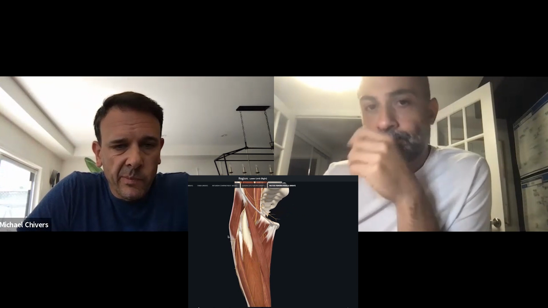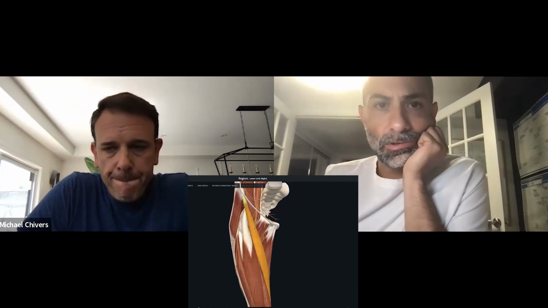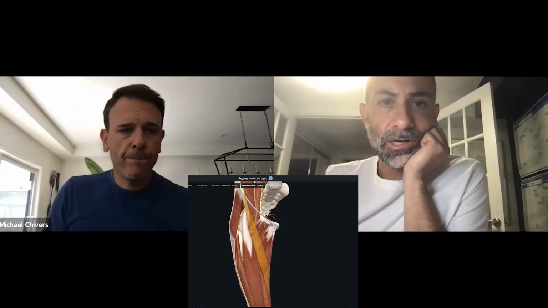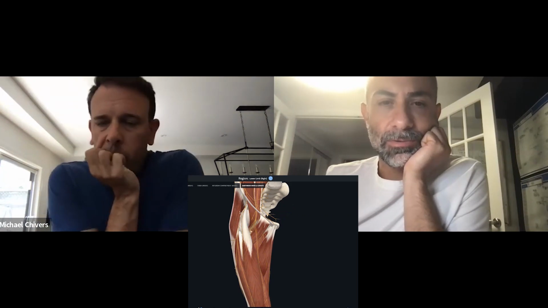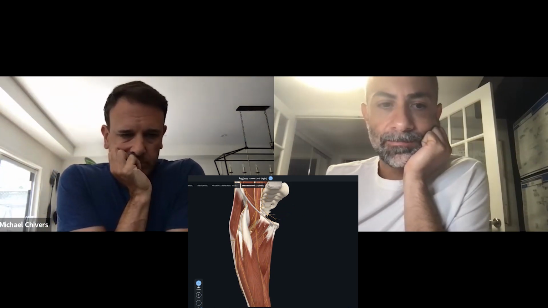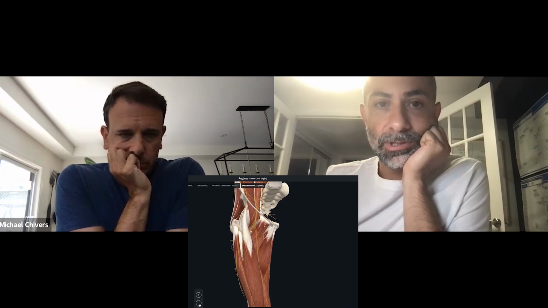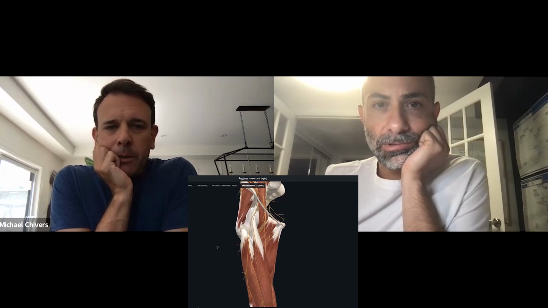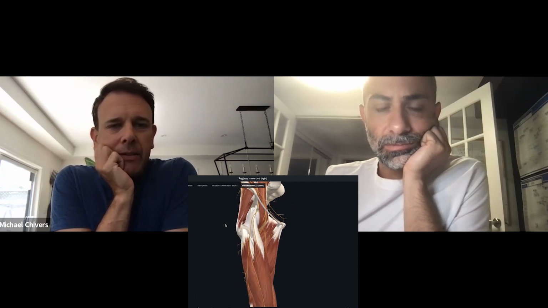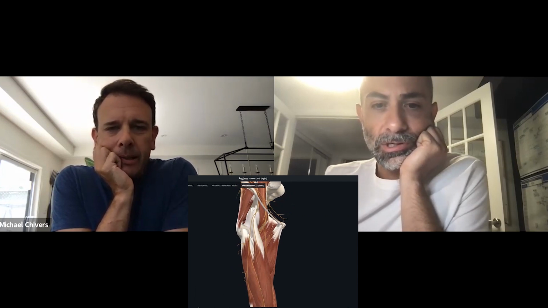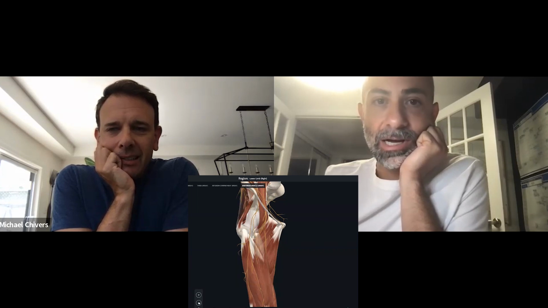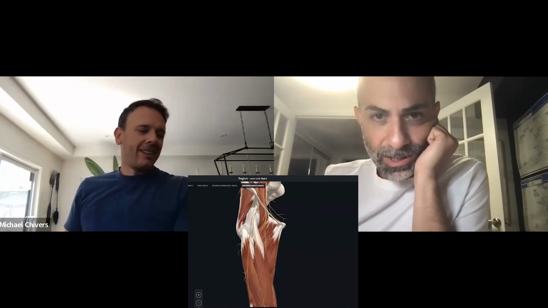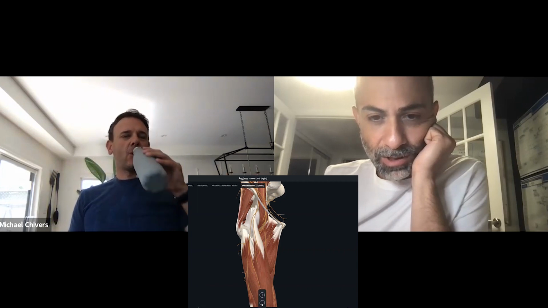Rectus femoris. Let's go deep on rectus femoris and talk about a little anatomical thing that people might either forget or maybe they never knew, but they probably should. I know where you're going with this. This is one of those anatomical details that I don't think was ever given its true importance. Yes, 100%. And when we talk about it, people are going to see why.